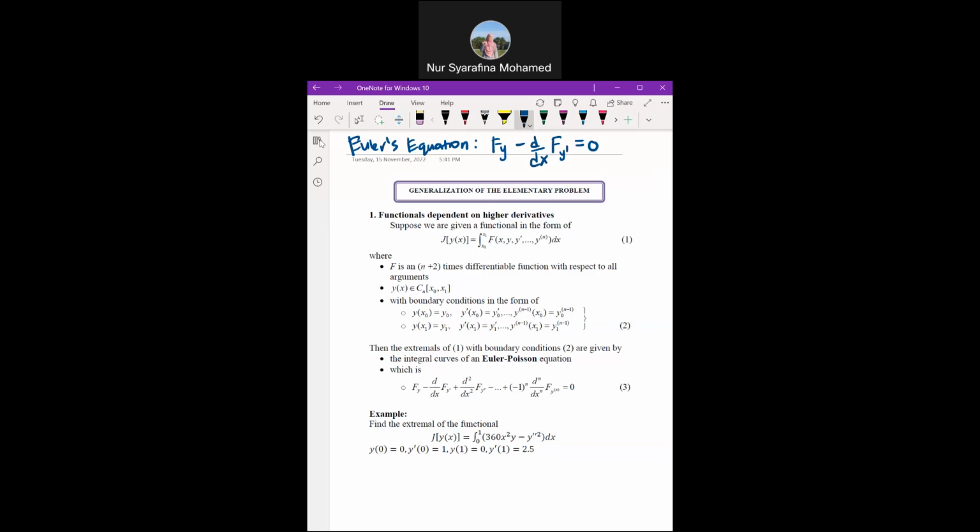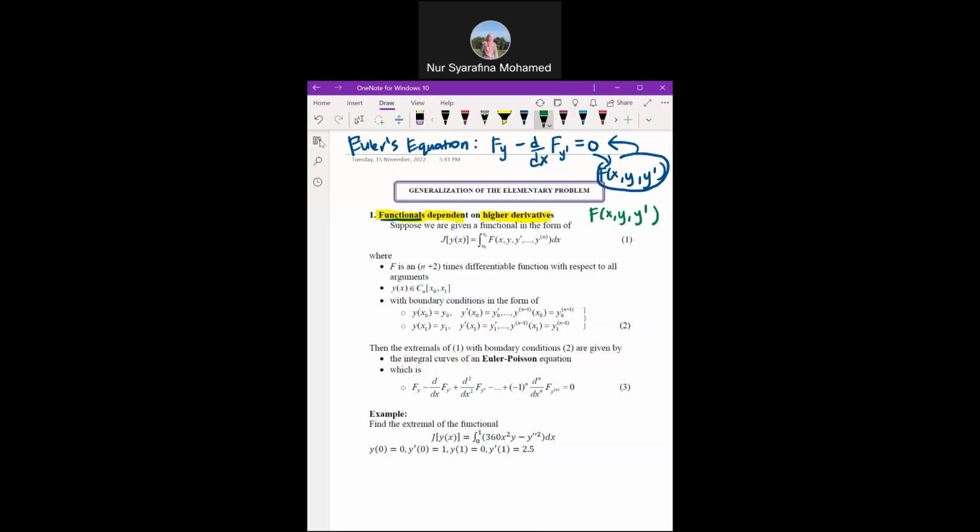All right, so before this we have a functional of f, x, y and y prime. So in order to find the extremal of this f, we implement the Euler's equation. Now we are going to have types of functional. The first type here is a functional dependent on higher derivative. Before this, what we have done is f, x, y, y prime.